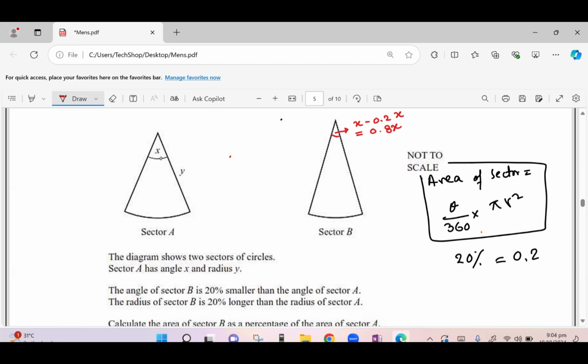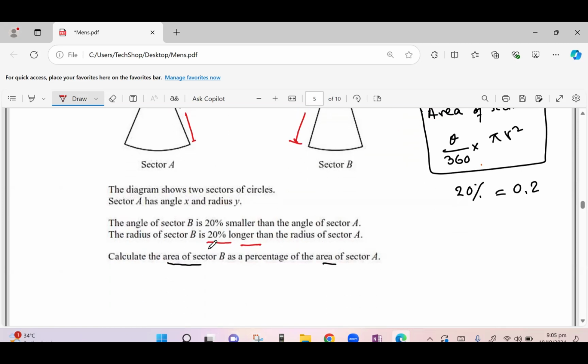Now the second information: the radius of sector B is 20% longer than the radius of sector A. This value y is the radius of sector A, and both of these lengths are the radius. The radius is 20% longer, and longer means you have to add 20%, so y plus 0.2y. And we have to find the area of sector B as a percentage of the area of sector A.